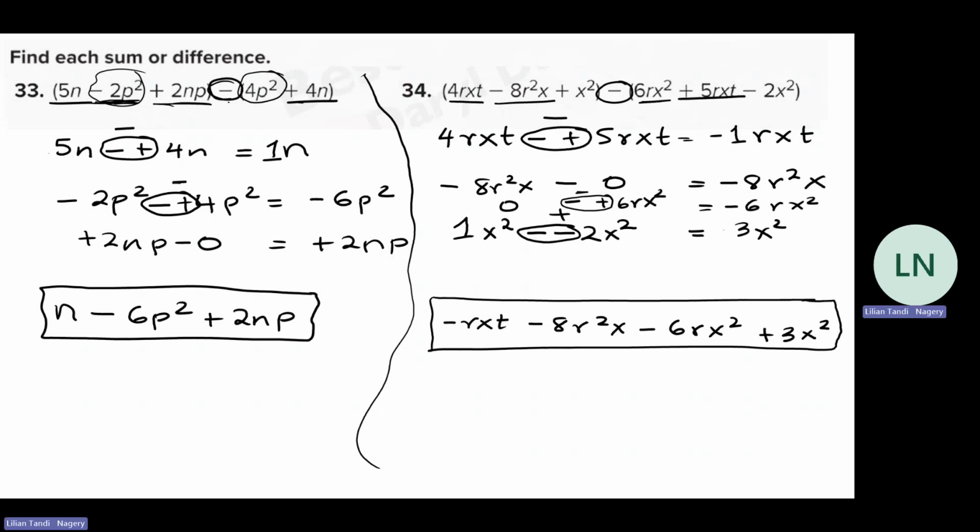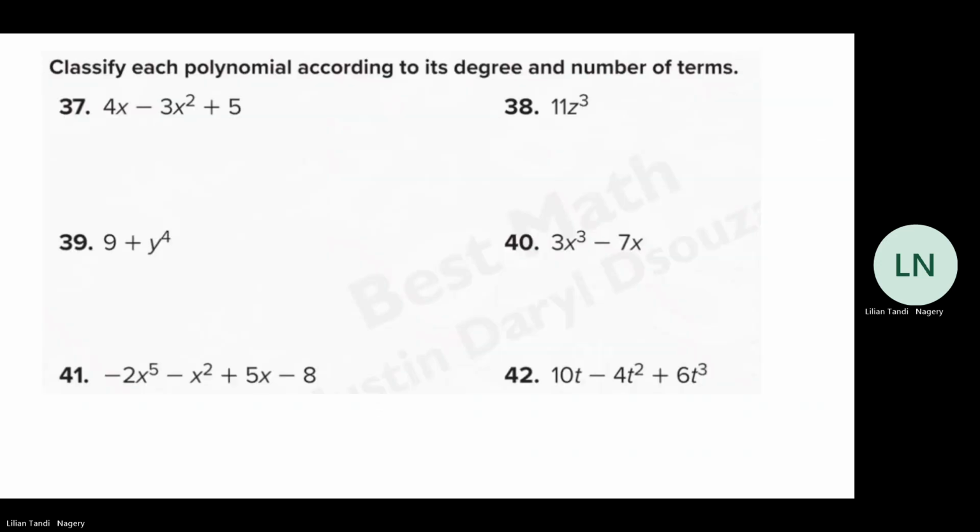Okay, there is your answer. Now classify each polynomial according to its degree and number of terms. You should have two answers, two classifications, one using its degree and the other one using its number of terms.